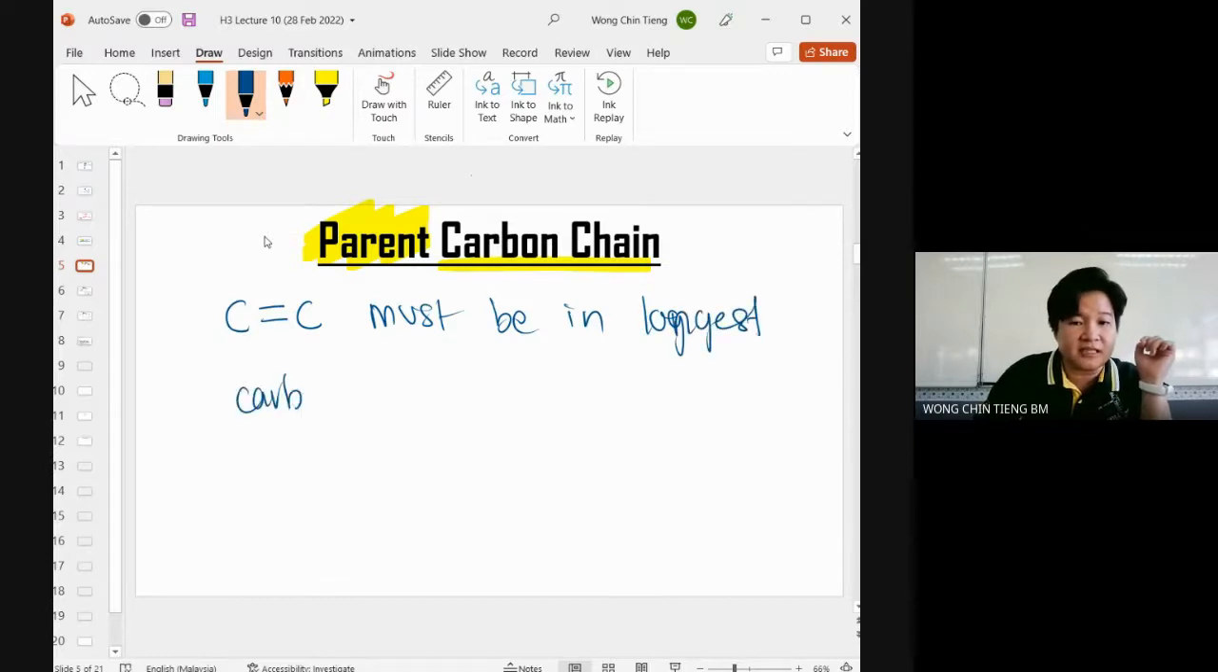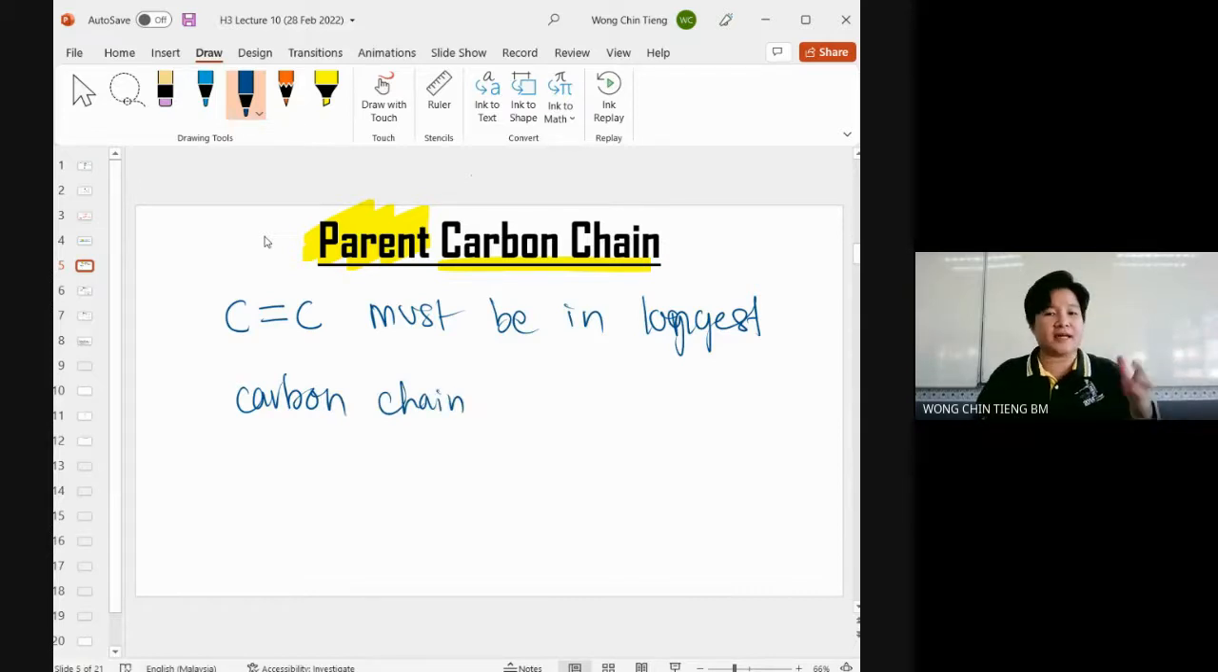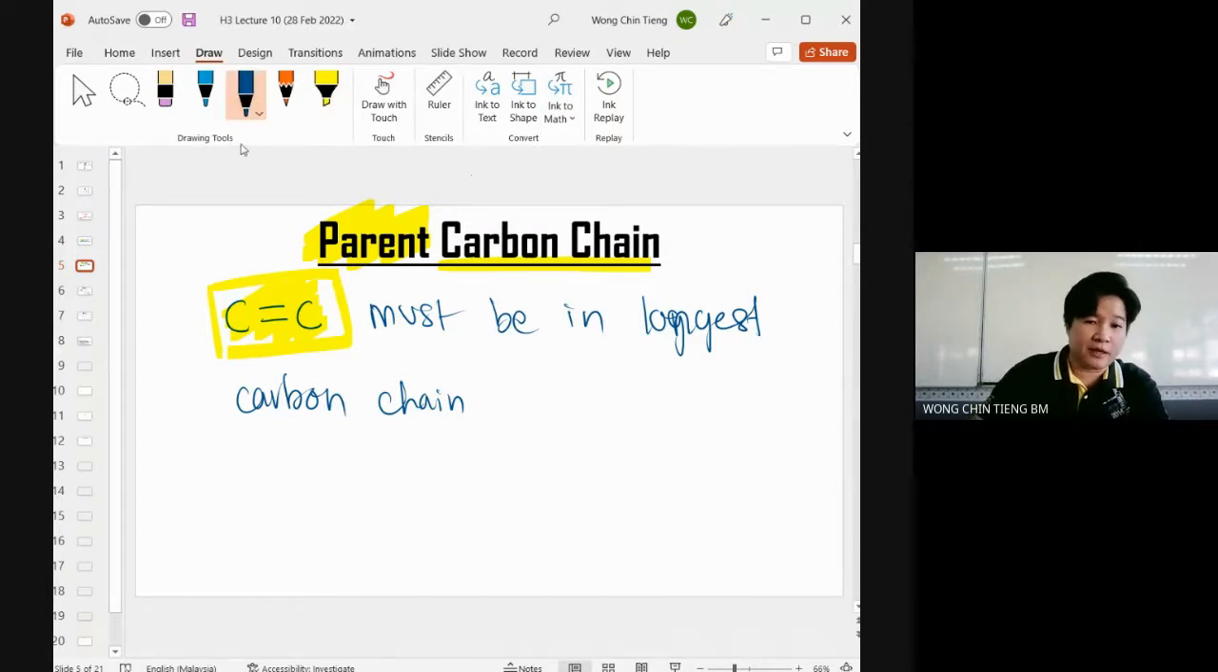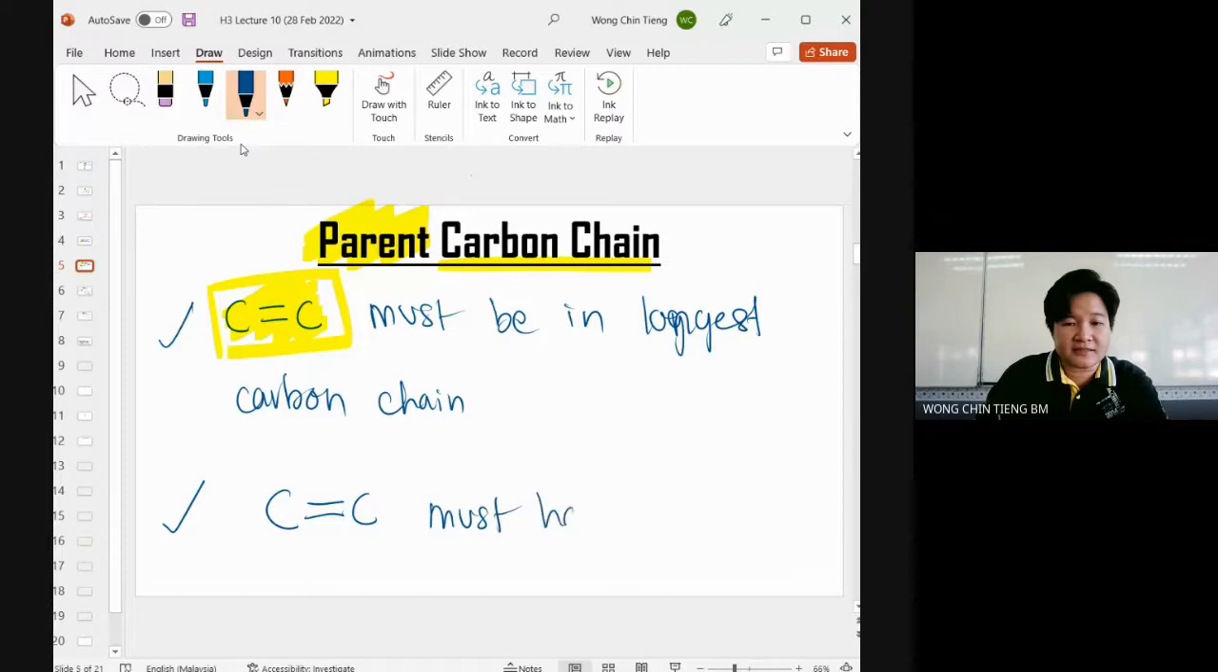It must hold the C double bond C. So in other words, the easiest way to find the parent later is starting with your C double bond C. Because it must sit in the longest parent. Okay, the longest carbon chain must hold it. That is the first one. The second, alright, is your C double bond C must have the lowest number first.